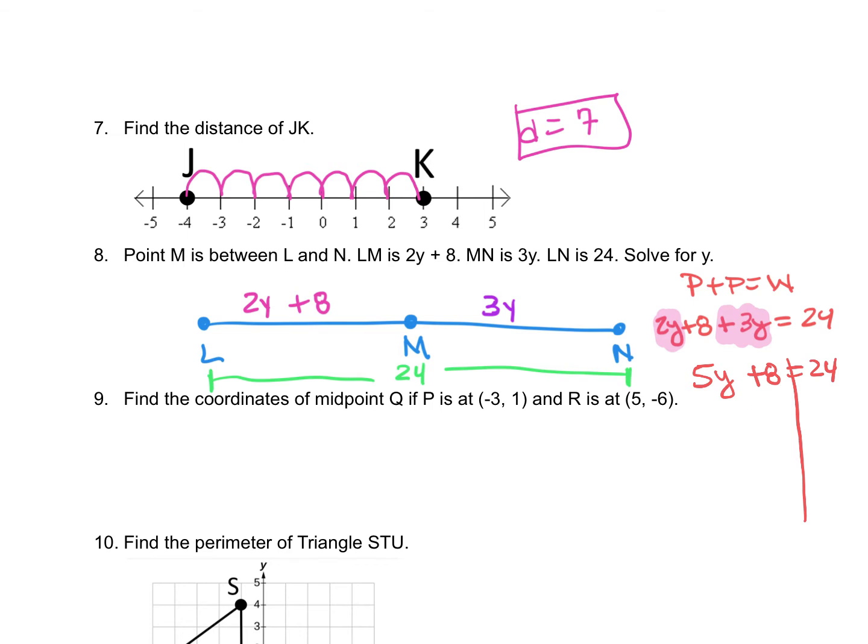And then I'm going to draw my line, subtract the 8 over. Then I'm left with 5y equals 24 minus 8, which is going to be 16. And so then my last step is to divide by 5. And I will get 16 divided by 5 is going to equal 3.2. So I now have that y equals 3.2.